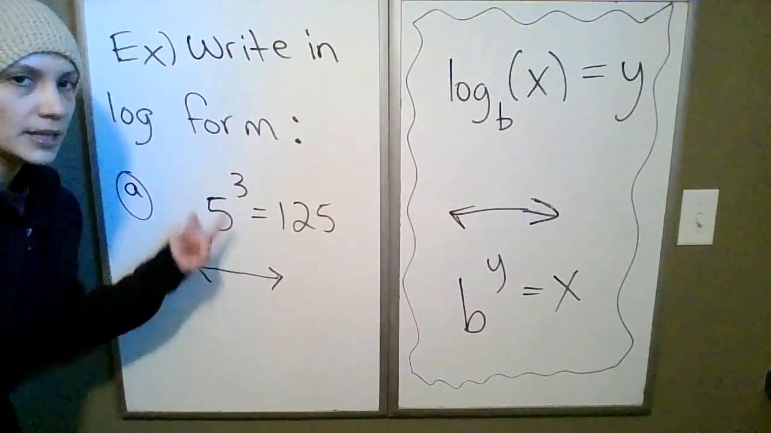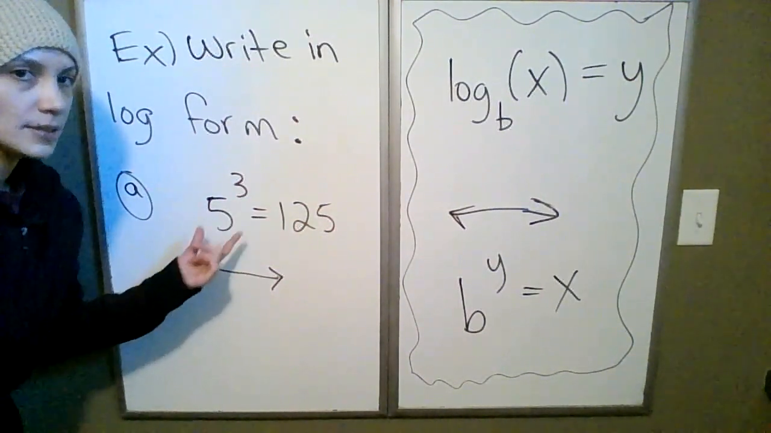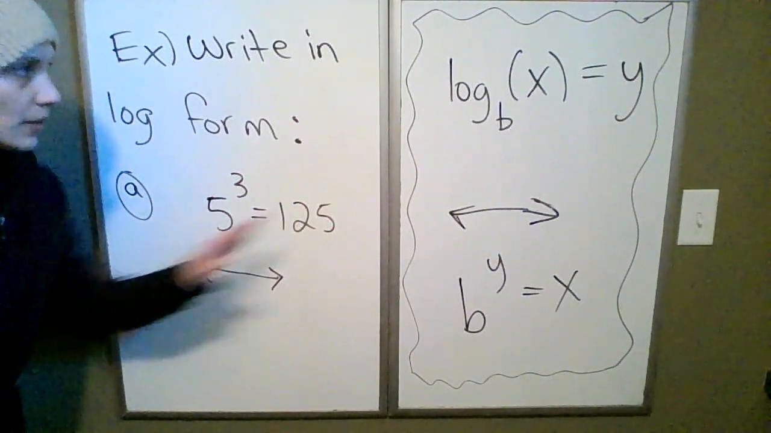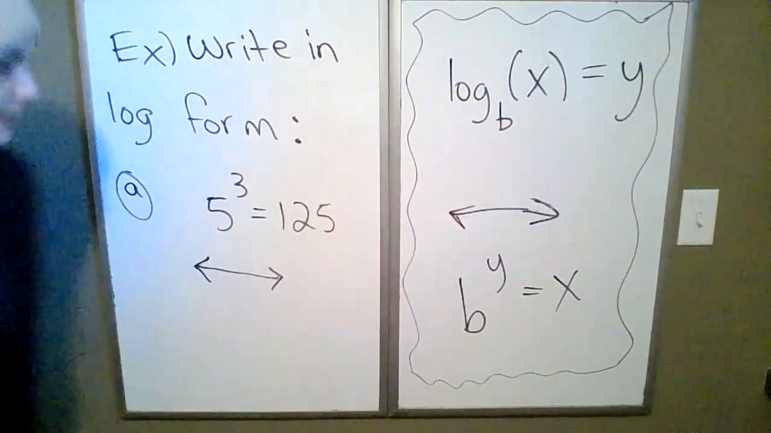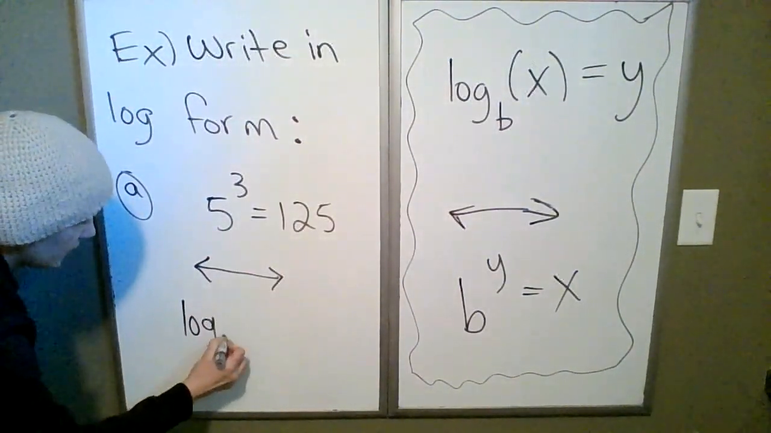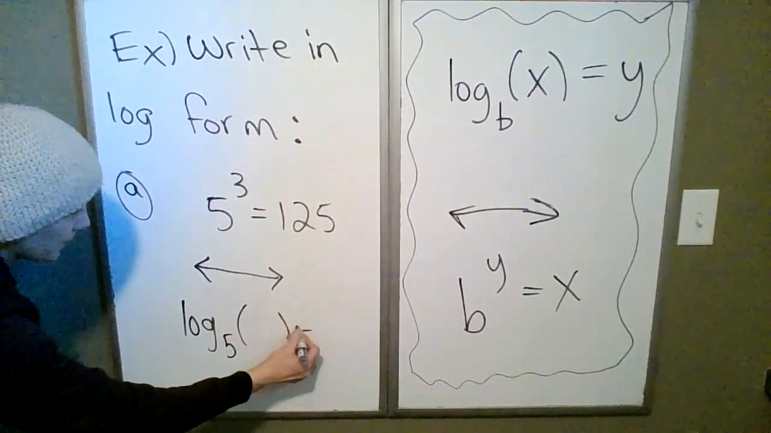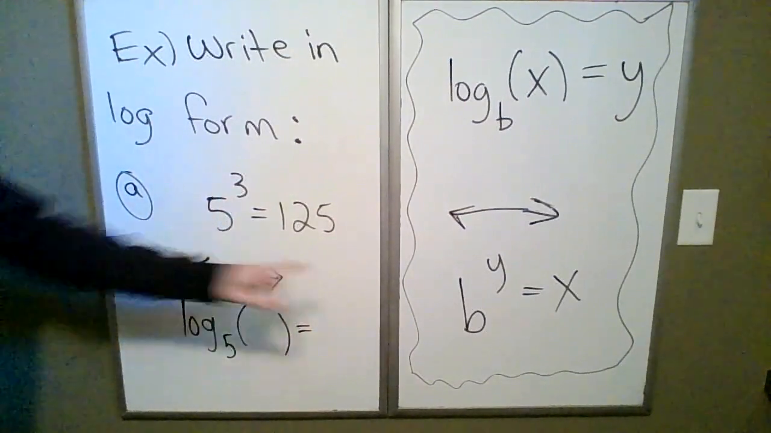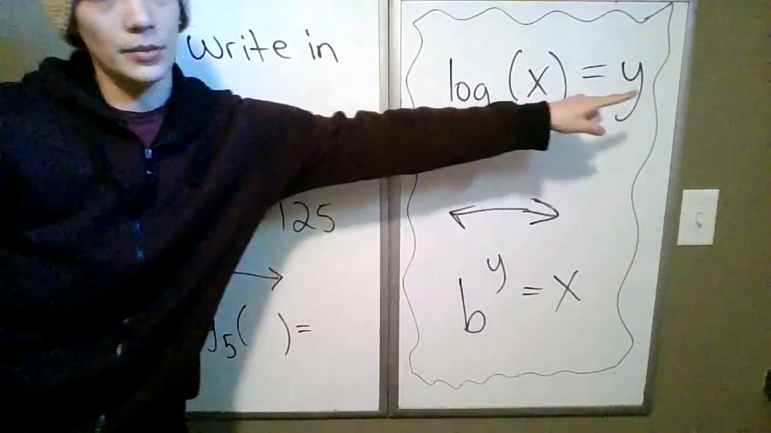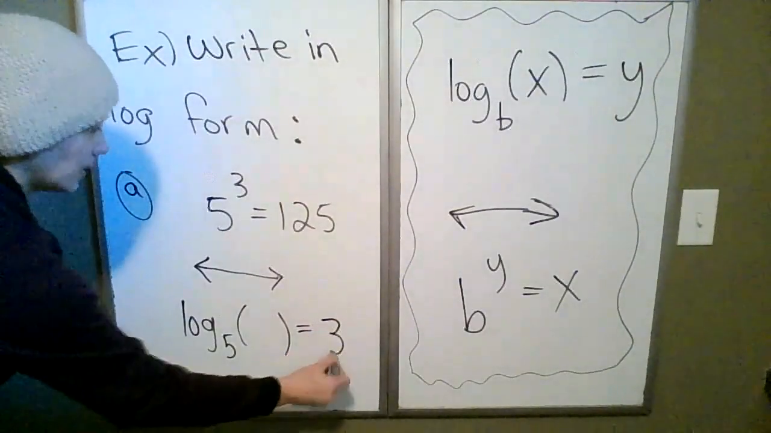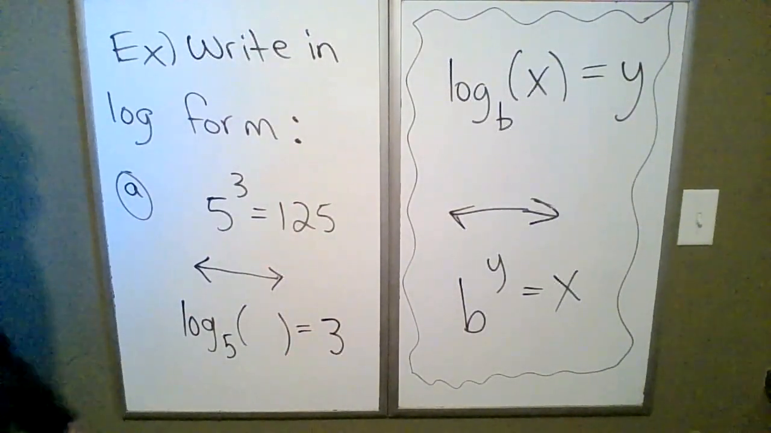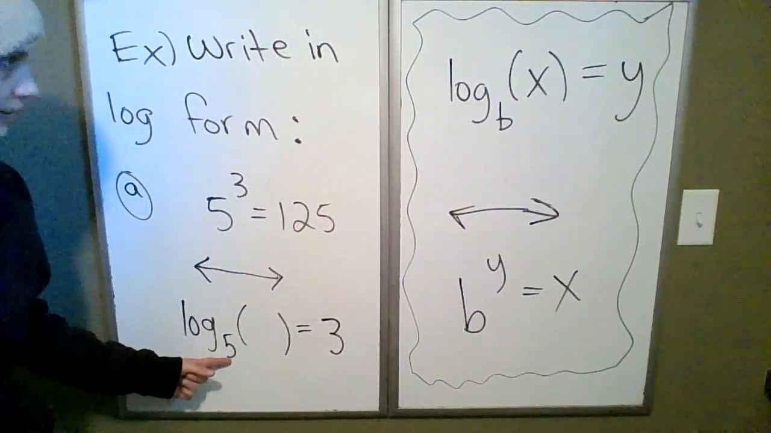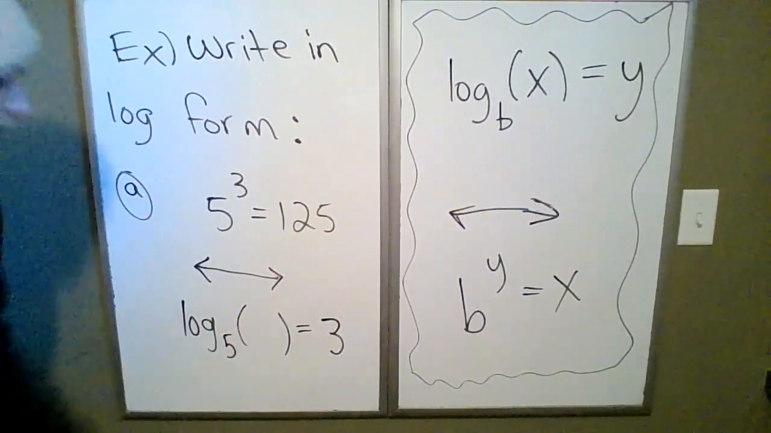what I look for is a base with an exponent. This side has the base 5 and an exponent 3. So use 5 as your log base. And then that exponent is what the log is equal to, 3 on this side. We've got the log base 5 of 125.